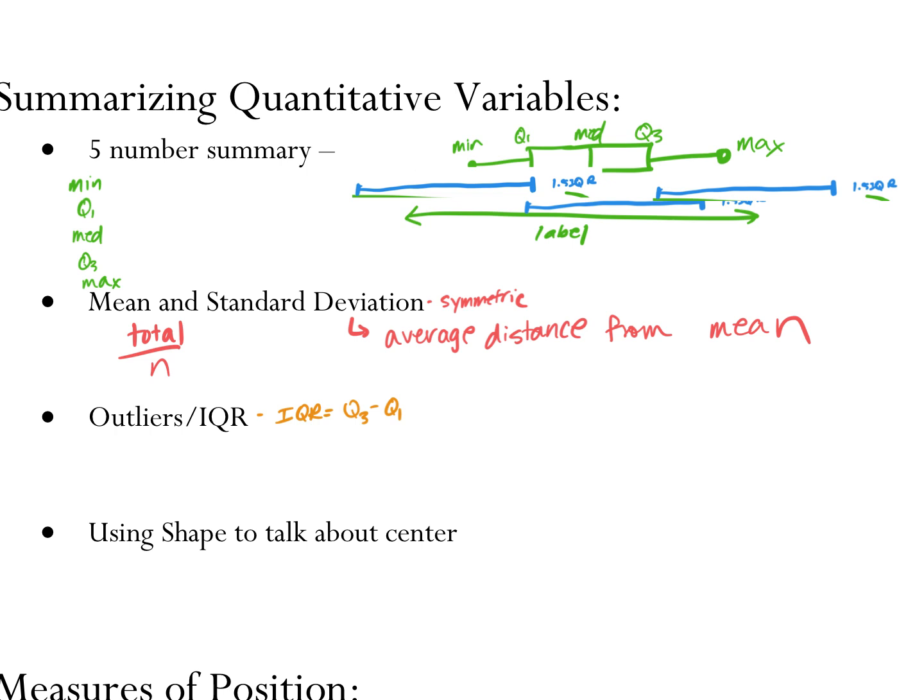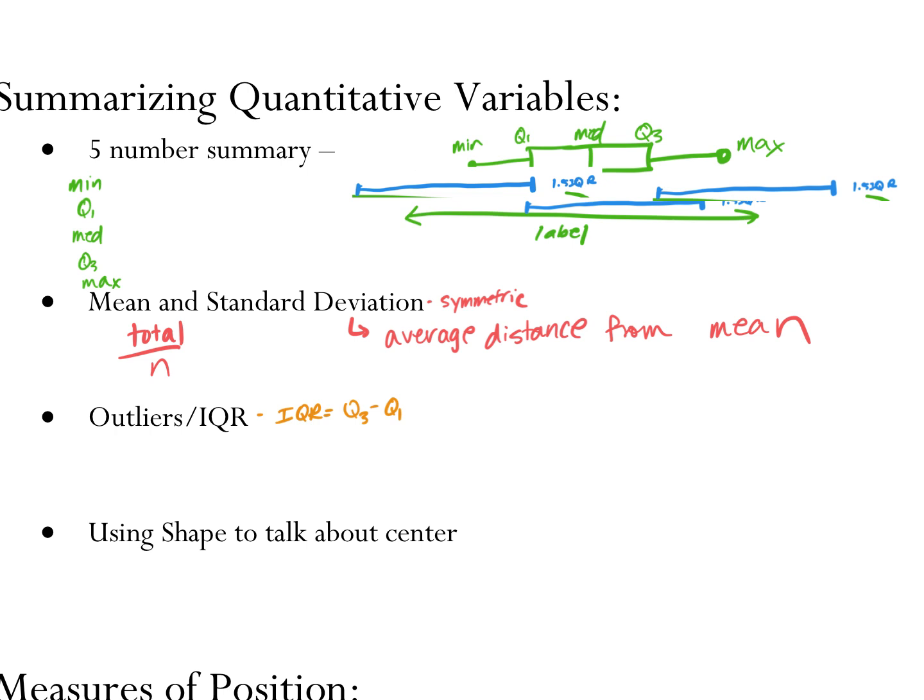So, an outlier is too low if it's more than 1.5 IQRs below Q1. So according to my picture right now, is my min a quartile and an outlier? No. But what if my min was right here? Would it be an outlier? Everybody good? Okay.